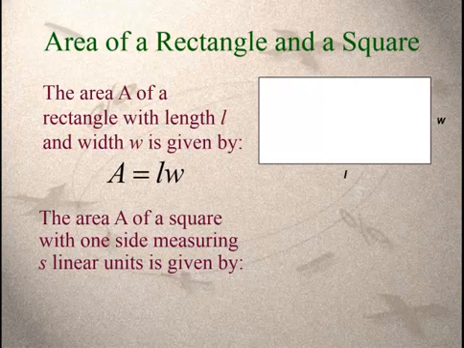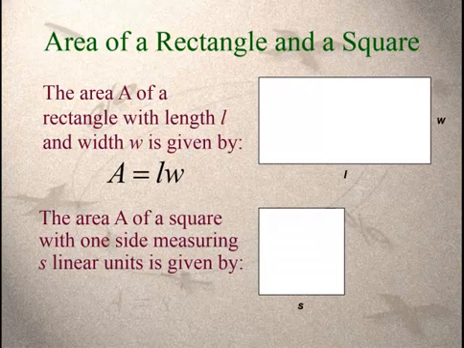The area A of a square with one side measuring S, we're calling that S, linear units, is given by A is equal to S squared.